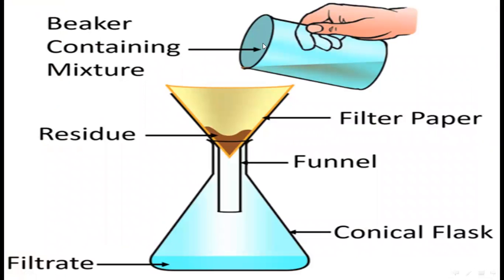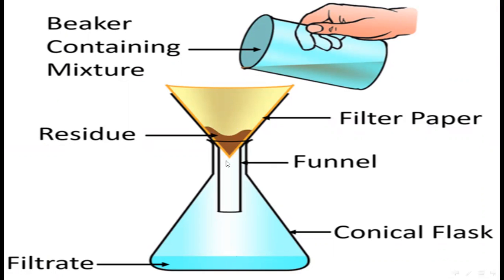Again here you see a beaker containing a mixture. After we put this mixture on the filter paper, the solid particles that remain on it are called residue, and the liquid particles easily pass through the filter paper, and that is called the filtrate. This one is called the conical flask. That one is the funnel, and this one is the filter paper.